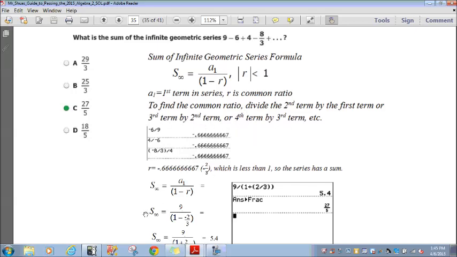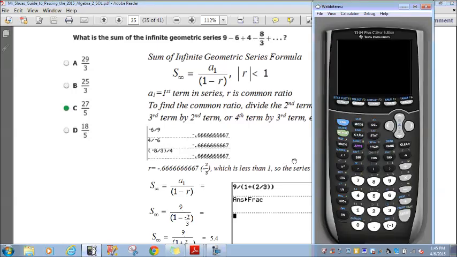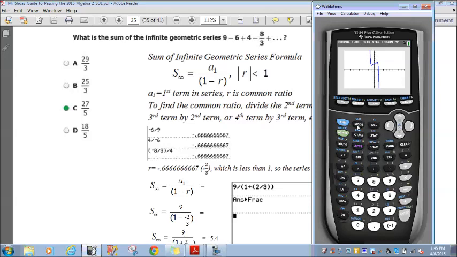Now, I did it here, but I'm going to go ahead and do this on the calculator for you. You want to find the common ratio. Let's clear this out here. So now, dividing the second term by the first term. The second term is negative 6, divided by the first term, 9. Oh, excuse me, I was just drinking some soda. Okay, so that's negative 2/3.